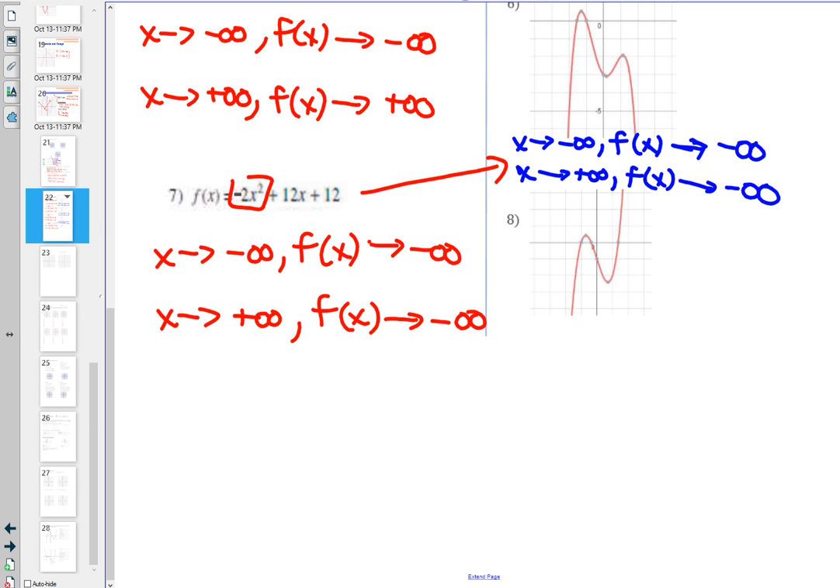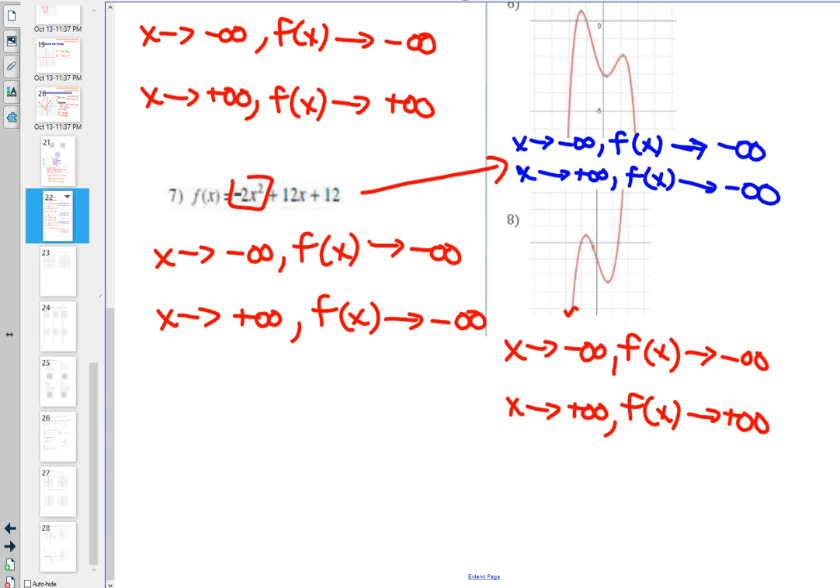Finally, on number 8, what end behavior is here? Down and up. So as x goes to negative infinity, what's f of x doing? Also going to negative infinity. The left arrow is going down. As x goes to positive infinity, what's f of x doing? f of x is also going to positive infinity.